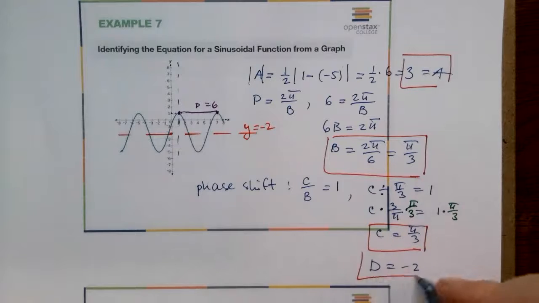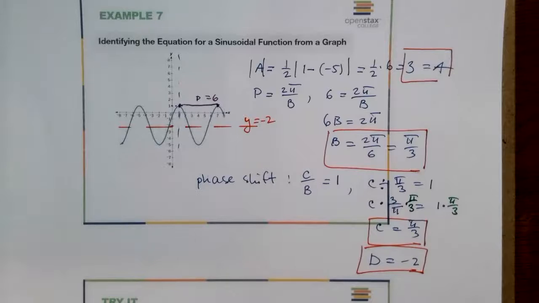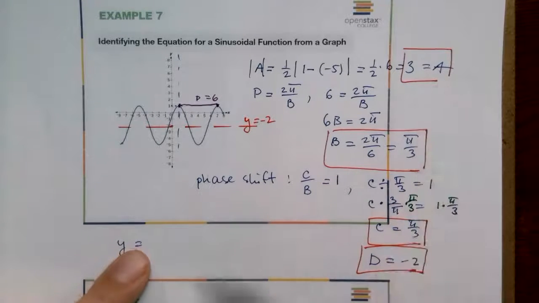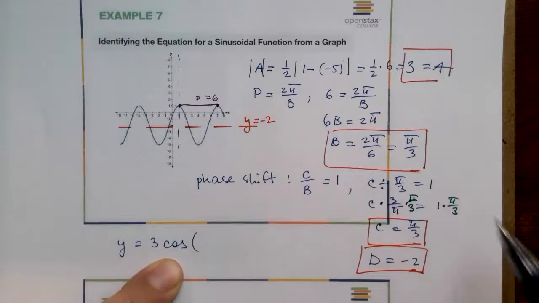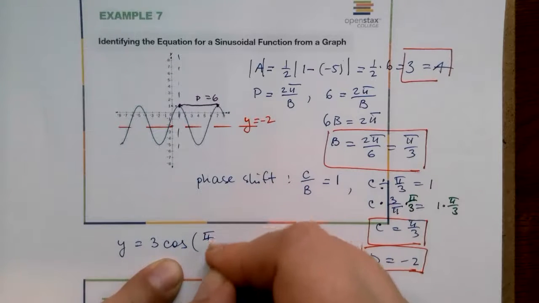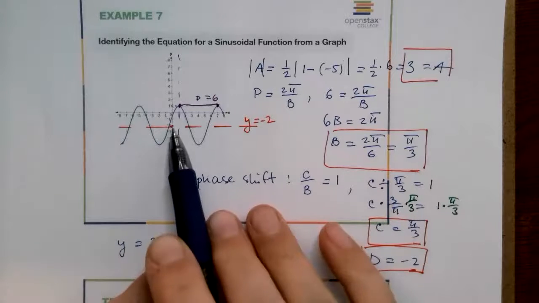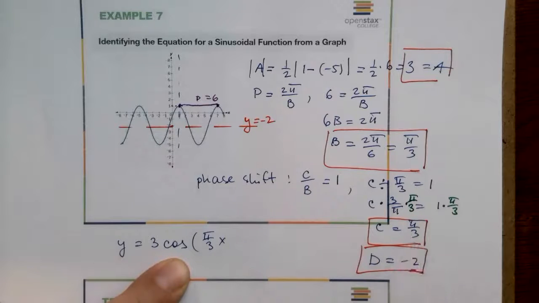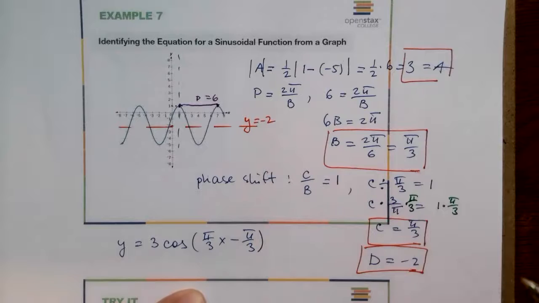Now that I know all of my coefficients, I can write down the equation. The equation is y equals 3 cosine, B is pi over 3 x. C is, and by the way, the shift is to the right, so this is going to be minus pi over 3, minus 2.